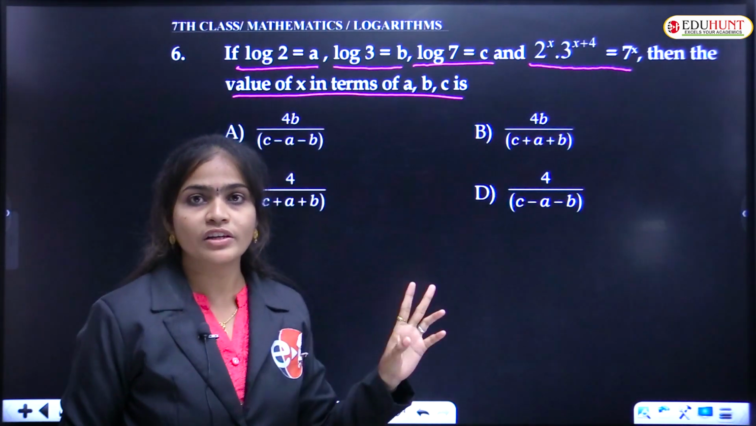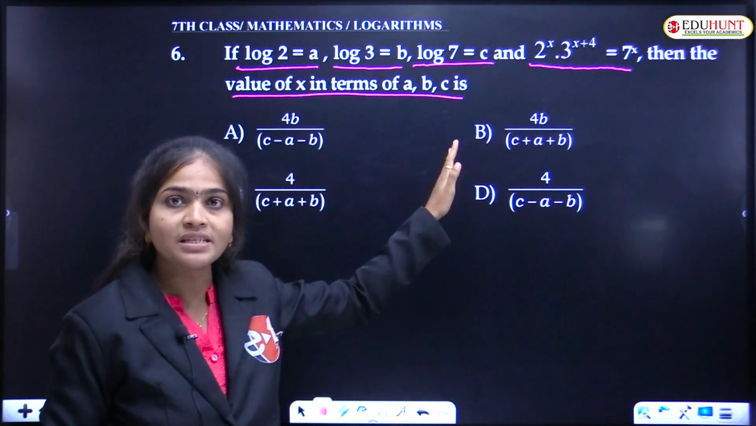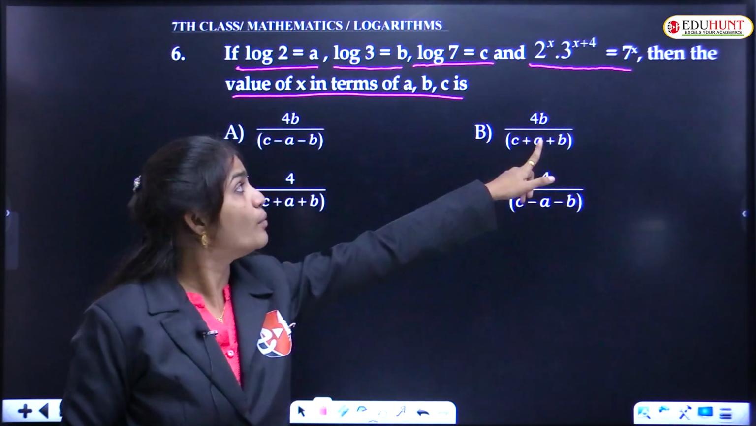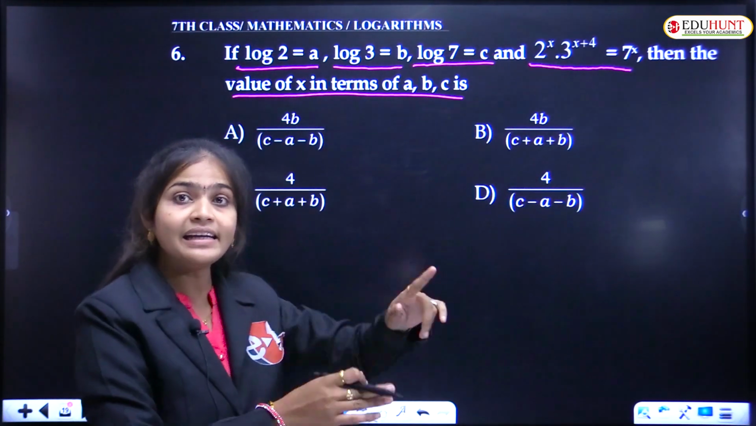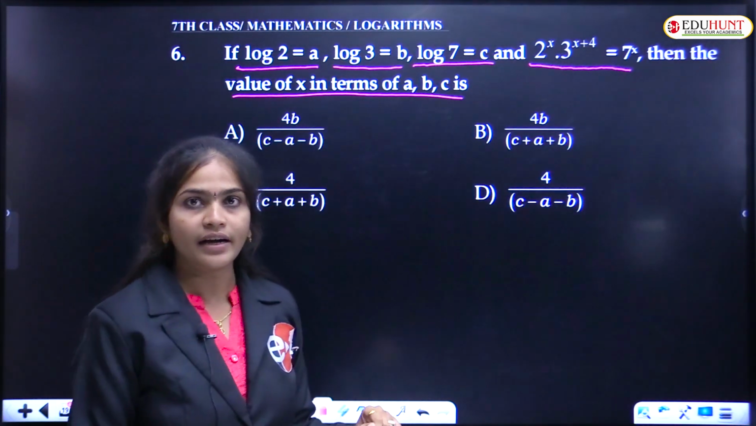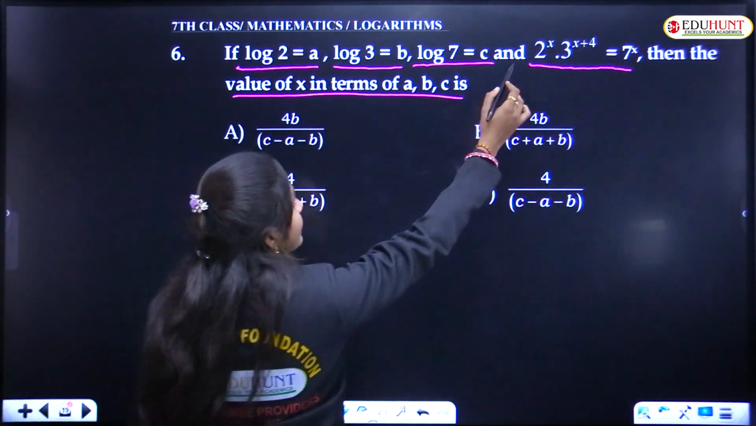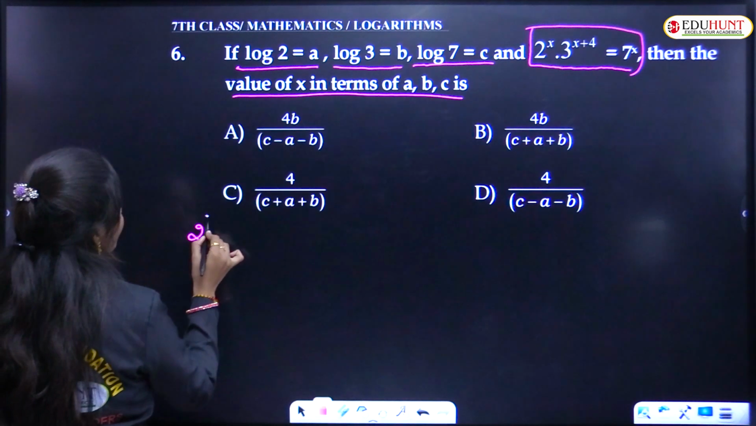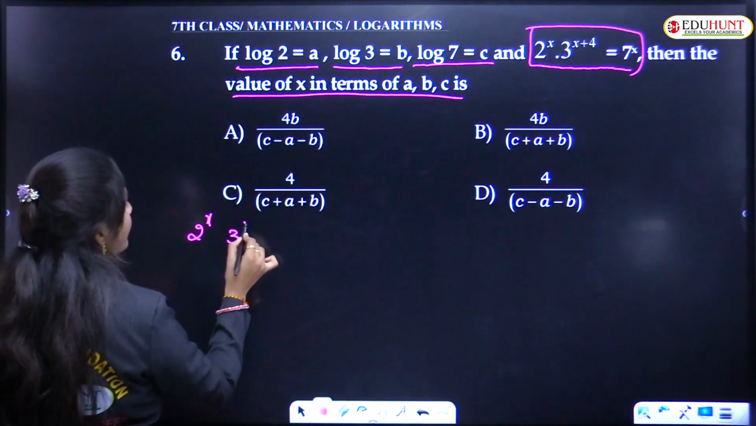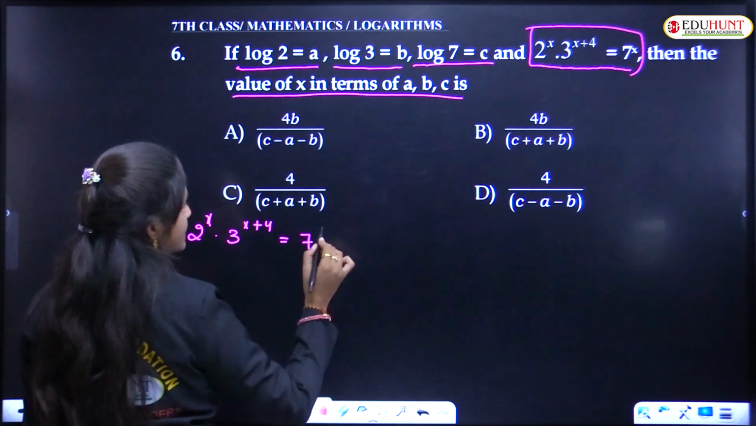Here there are two different conditions. One condition is in terms of A, B, C, another condition is in terms of x. Now they are asking what is the value of x in terms of A, B, C. Understood? So how to find it? First I am going to take this condition. So what is that condition? 2 power x into 3 power x plus 4 is equal to 7 power x.